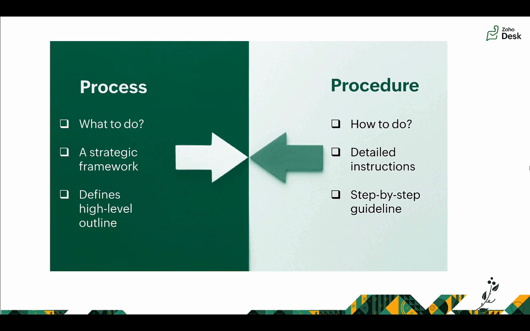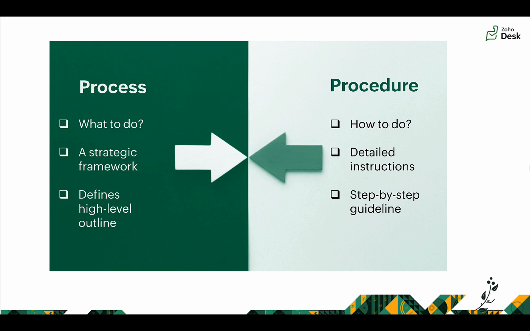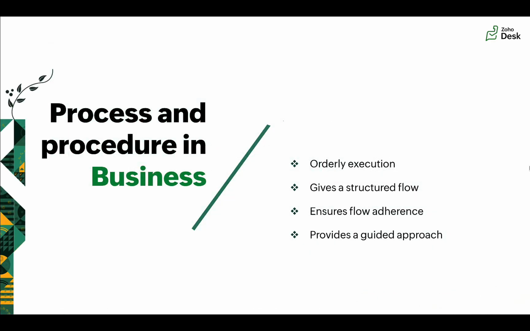Process tells what to do, while procedure defines how it should be done. Process gives a high-level outline of a business framework. On the other hand, procedure gives a breakdown of tasks at every step, setting a guideline for the process. Similarly, in business, it is essential to set guidelines for every process. It allows for orderly execution, gives a structured flow, ensures flow adherence, and provides a guided approach.